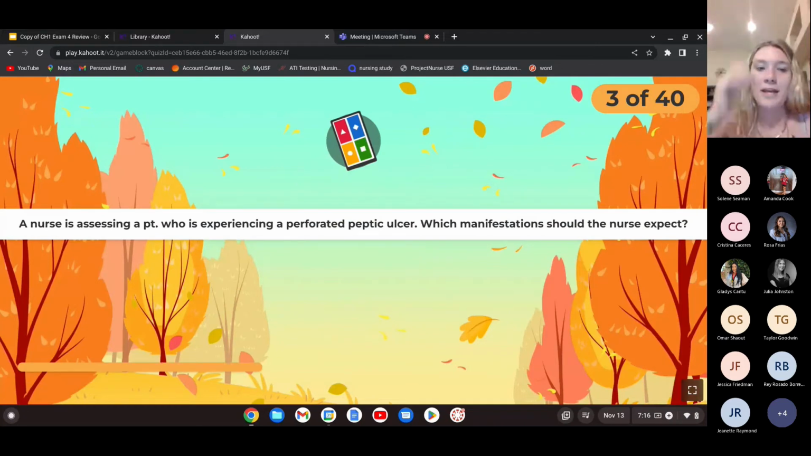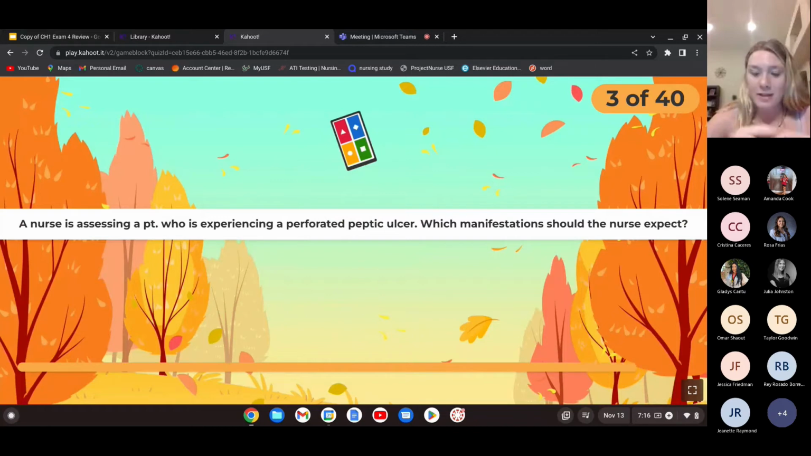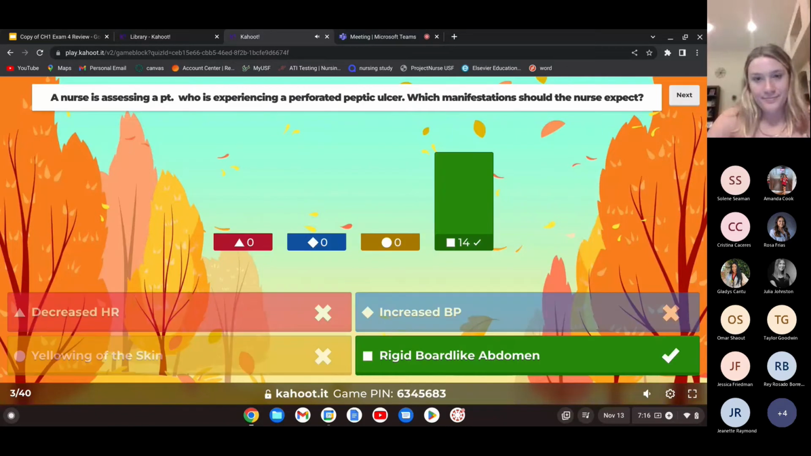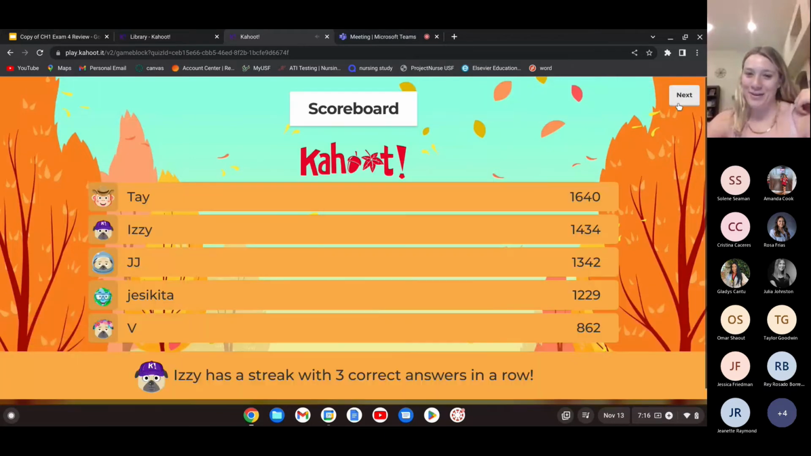A nurse is assessing a patient who is experiencing a perforated peptic ulcer. Which manifestation should the nurse expect? Awesome. Very good, guys. Rigid board-like abdomen. Beautifully done.